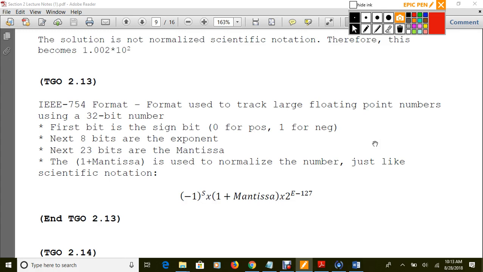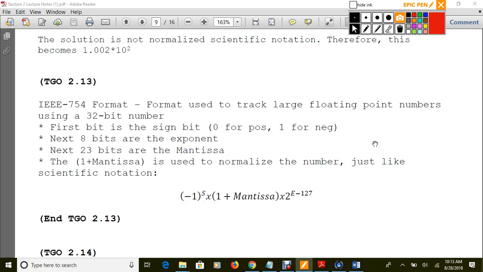So integer is what we've covered up to this point. 2 to the 31 minus 1 is greater than or equal to x, which is greater than or equal to negative 2 to the 31. That's an integer value. We are using the full 32 bits to represent the number. We have one signed bit and then 31 bits to represent a number. And so there's no decimals.